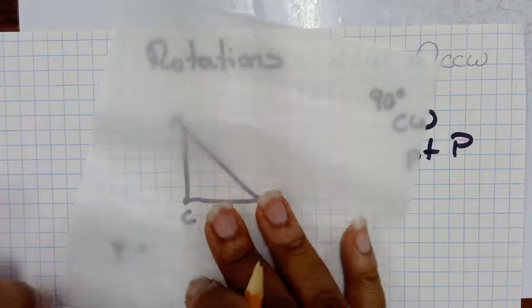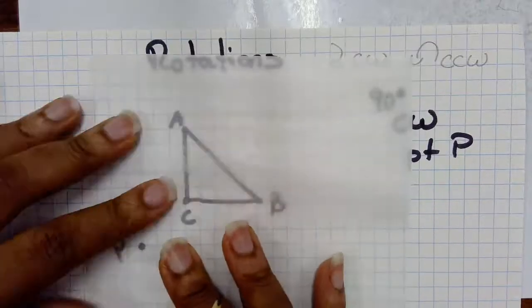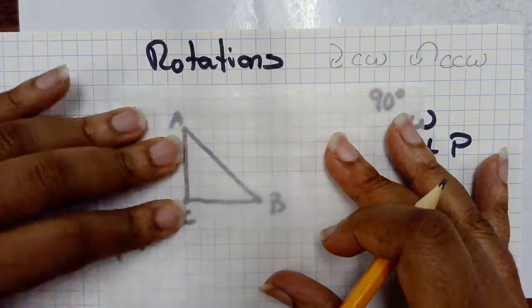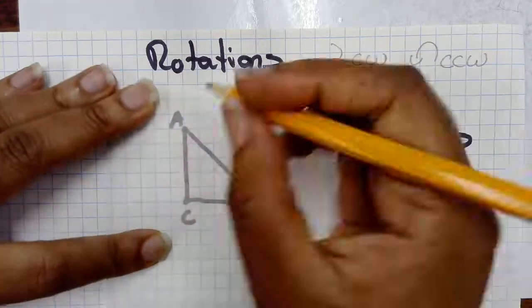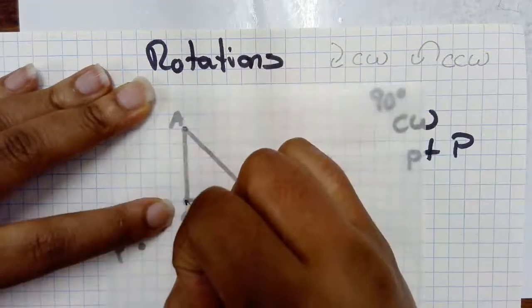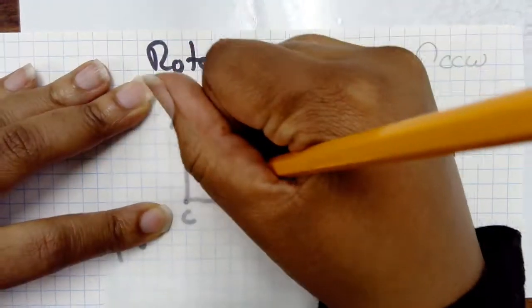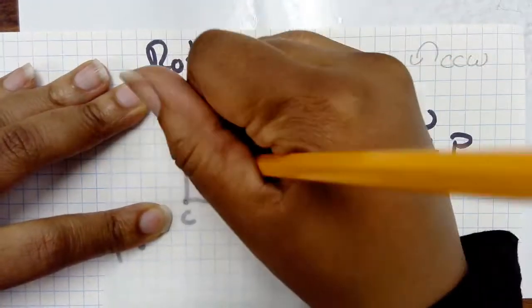Using my handy dandy tracing paper, patty paper, whatever you want to call it, I'm going to put it over my shape and draw my figure on the tracing paper. I'm going to try to do it light, but not so light that I can't see anything.